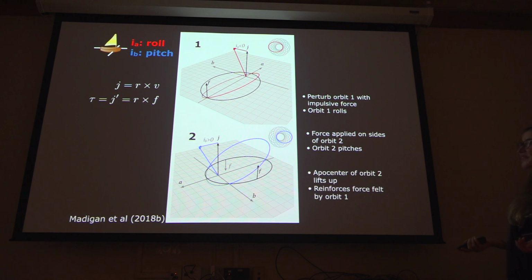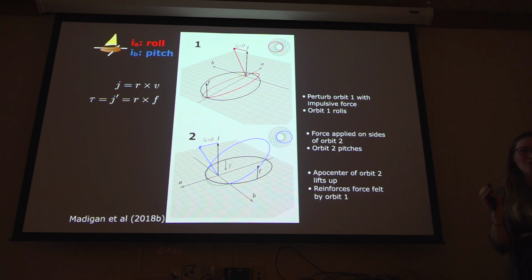What does that do back to orbit 1? Well, the apocenter of orbit 2 has been pitched forward or lifted off the disk. So you've now got a net force that's directed upwards that you didn't have before. So you're reinforcing that perturbative force that set the whole thing going. And what that has done to our system, you've got one orbit rolling, one orbit pitching, and they're just going to keep doing that to each other.